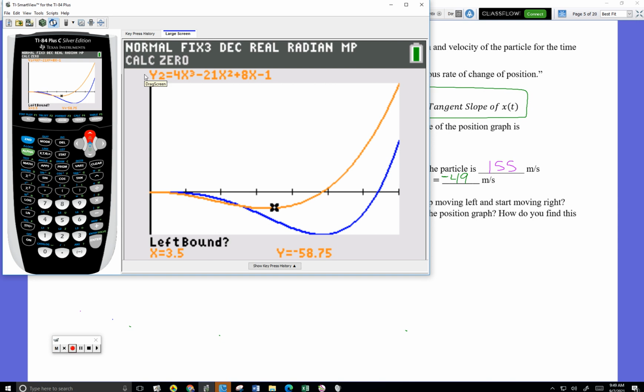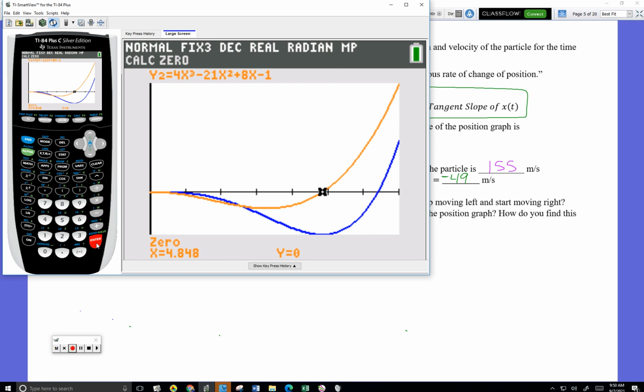The calculator is asking you a question. It says left bound. That means you need the cursor on the left side of the 0. Right now the cursor is on the left side, so you're fine. You just press enter. Now the question changes. It says right bound. So you must move your cursor to the right side of the 0's location. Press enter. Now the question changes to guess. Guess means please put the cursor near the location of the 0. Press enter. Your calculator must say 0 or you did something wrong. So make sure it says 0. No worries.